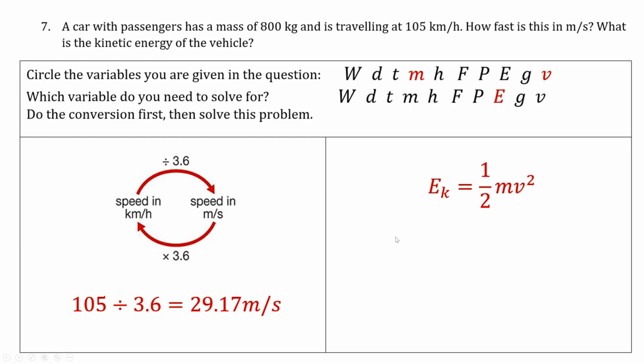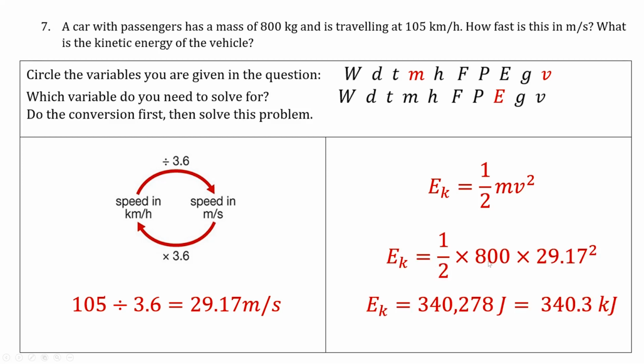The second part is we need to work out the kinetic energy of the vehicle, and the equation's a bit of a given, isn't it? Energy equals half mv squared. We substitute the values in, 800, 29.17, and we get 340.3 kilojoules. So about 50 times as much potential energy as a chimpanzee just sitting there. I guess that makes sense.